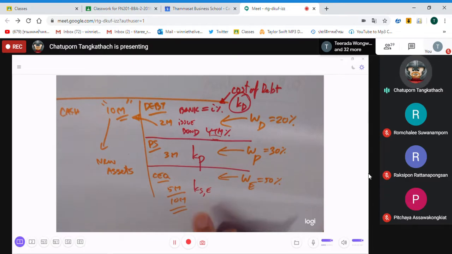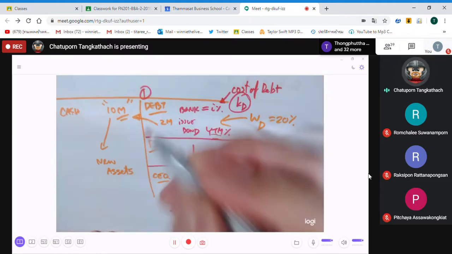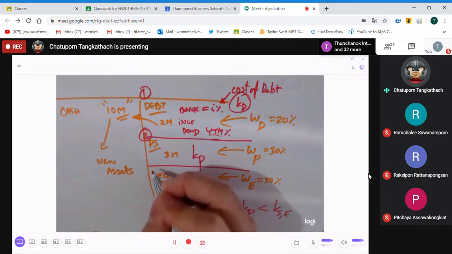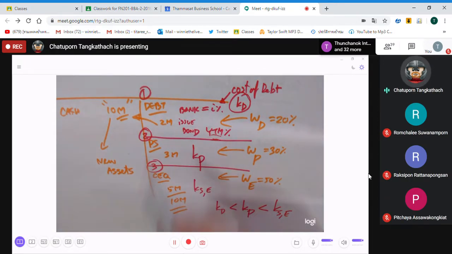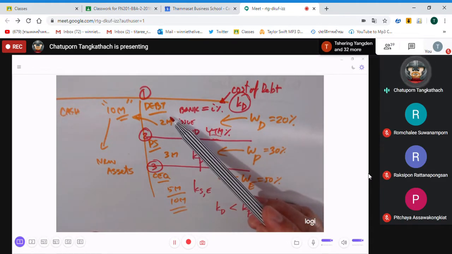After you have those three, you may notice that the cost of debt is usually lower than the cost of preferred shares and usually lower than the cost of common equity. Because when you think about investors in our firm, we have debt holders, preferred stockholders, and common stockholders, three of them. The investor who takes the lowest risk must be the debtor or the creditor.